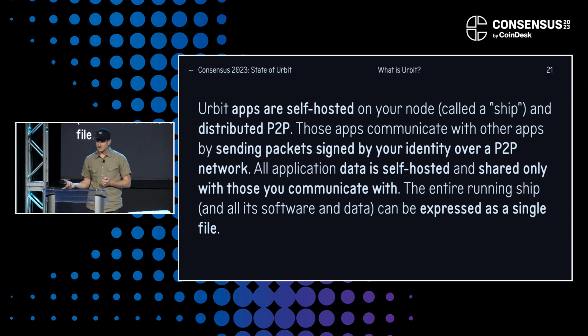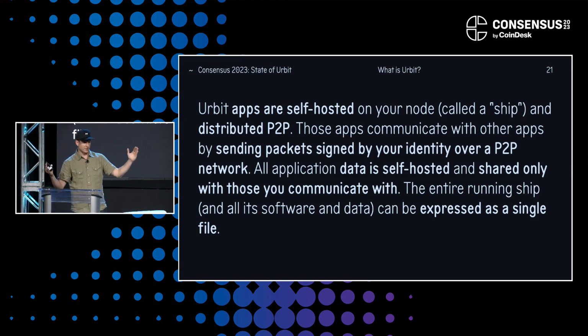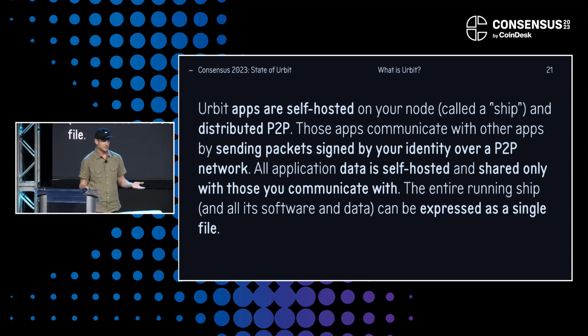All that application data that powers all the software you run on an Urbit is stored there, self-hosted on your server, and it's shared just with the people that you want it to be shared with. Okay. Now this last point is kind of cool. You can take that entire computer that runs all this software, you can compress it into a single file, you can move it to any other machine, boot it back up, and it's exactly the same state as it was before. All your data, all your software, just like it was.